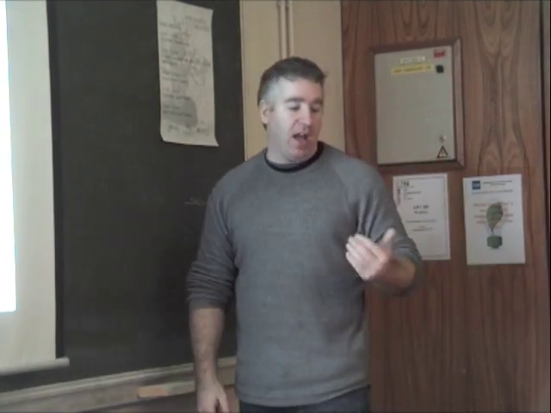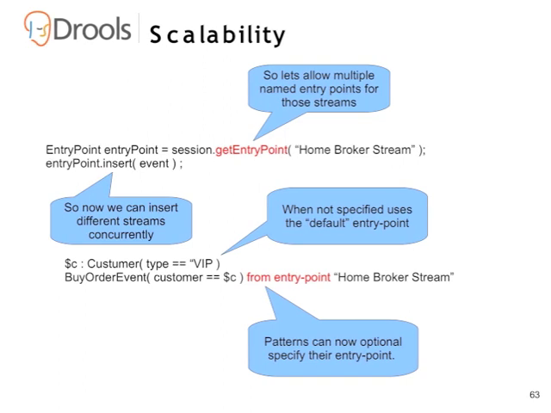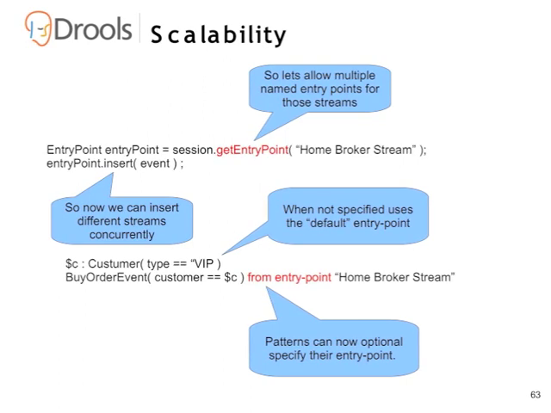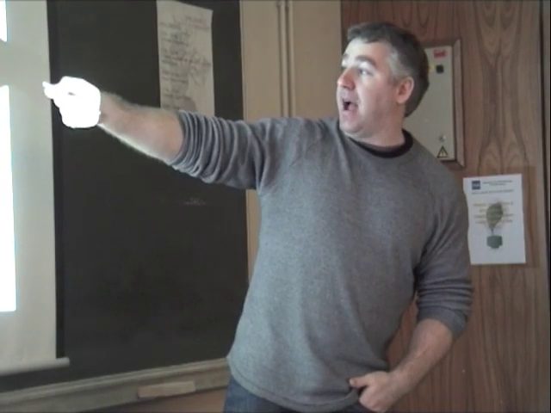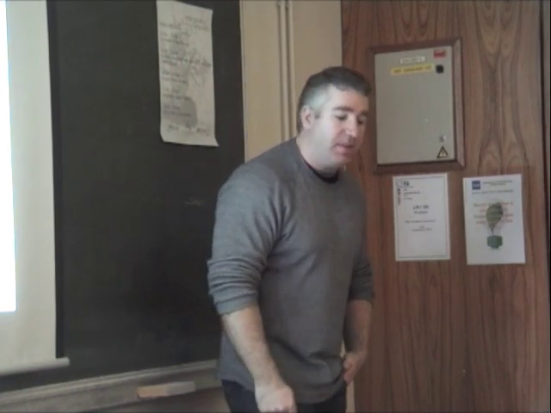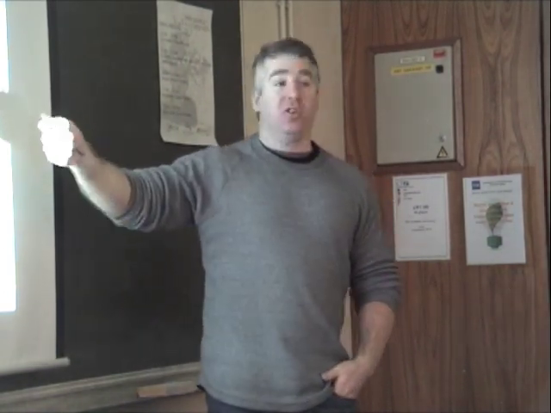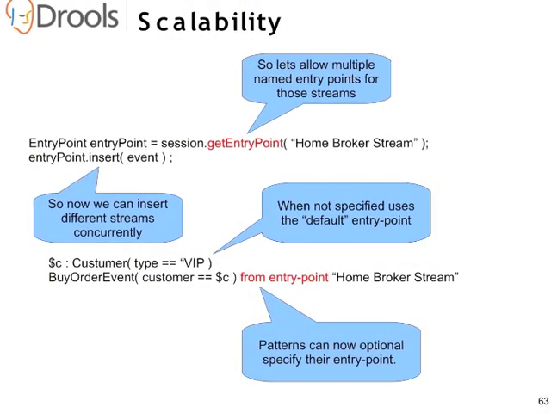So you create these things called entry points. An entry point is a way to partition a knowledge base. And these are named. Typically, each stream of data you have will become an entry point. So here we have the home broker stream. That would be connected up to JMS or to HTTP or whatever you want, and I have a little producer-consumer which will effectively insert it into this named entry point. So that's on the API side.